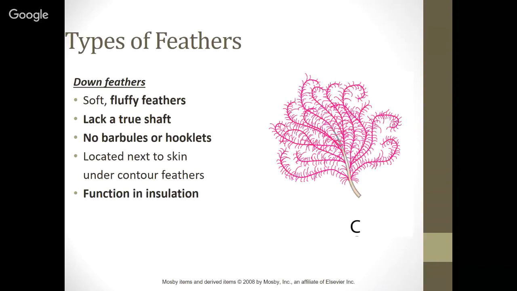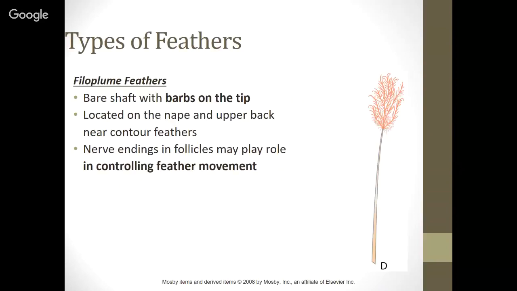Down feathers are these soft, fluffy feathers. They don't really have a true shaft. The rachis is not defined. There are no barbules. There are no hooklets. They're located next to the skin under the contour feathers, and their basic function is insulation.